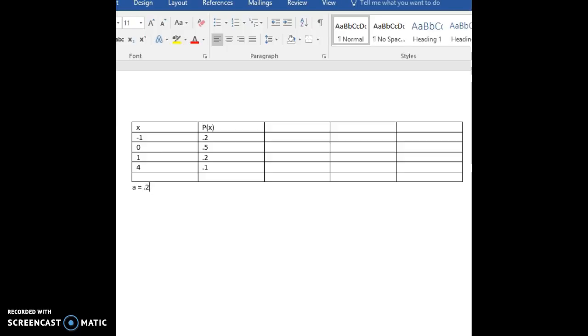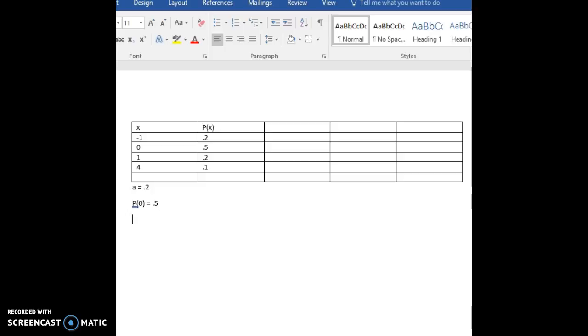All right, second thing we need is the probability of 0. Well, that's right there in the chart. The probability of 0, if we look across from the x value of 0, it's 0.5.